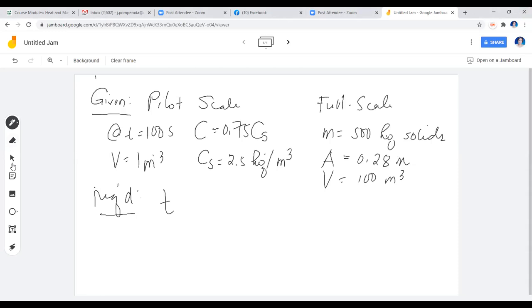By the way, there's a typo error here in the problem. In the pilot scale, your 1 cubic meter equipment or volume of solution becomes 75% saturated in just not 100 seconds, but rather only 10 seconds. We'll only have this 10 seconds to change this. So this would be 10 seconds here.